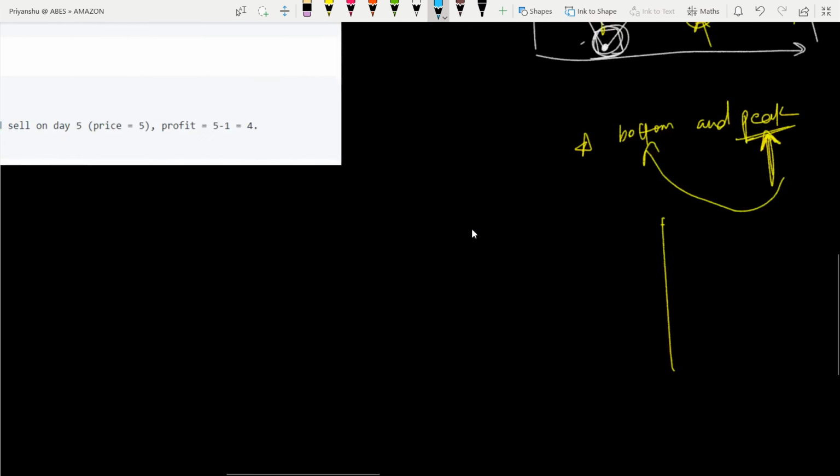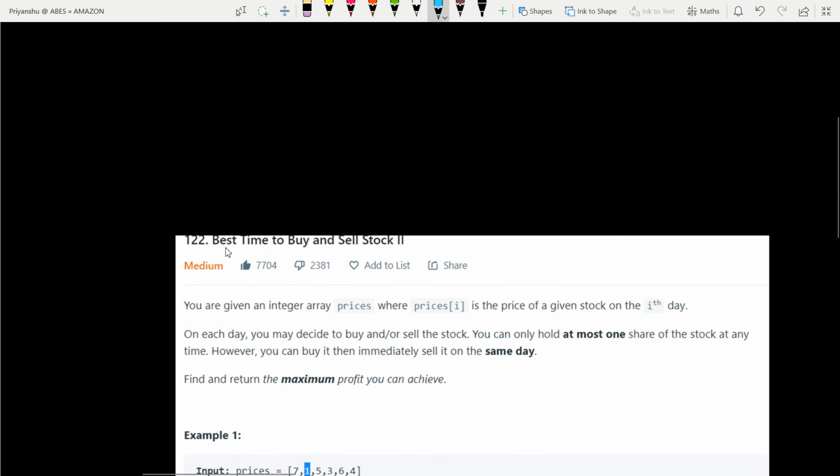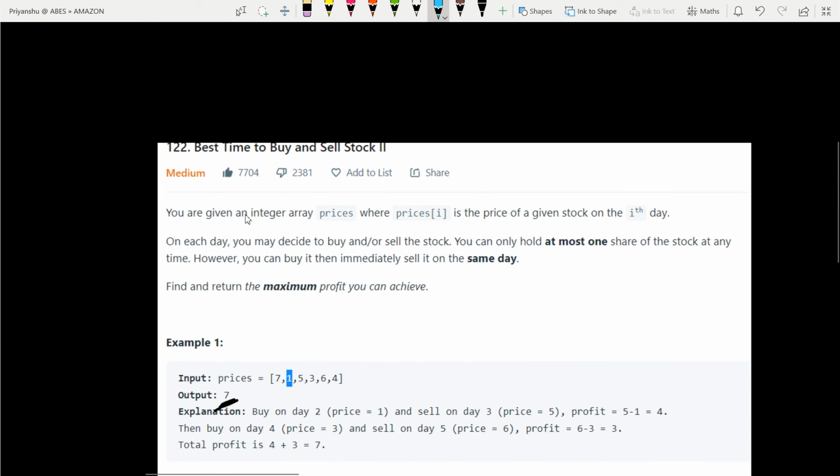The question is Best Time to Buy and Sell Stock. This is a very important question for Amazon. If you are preparing for Amazon, it is an important question.